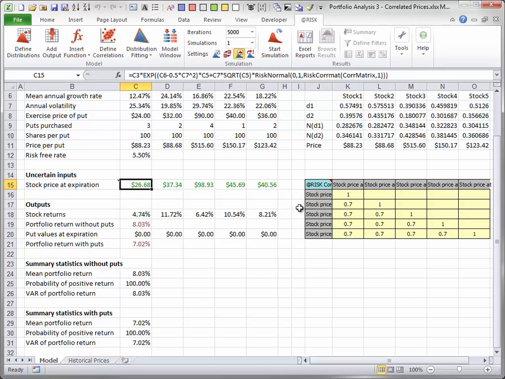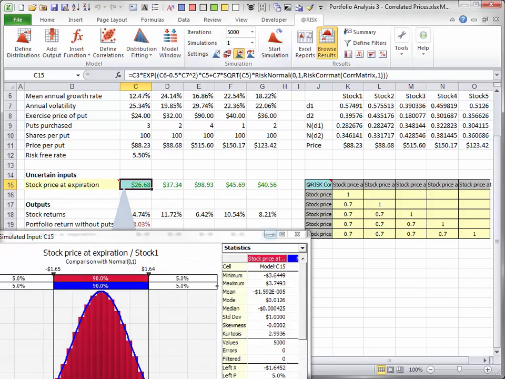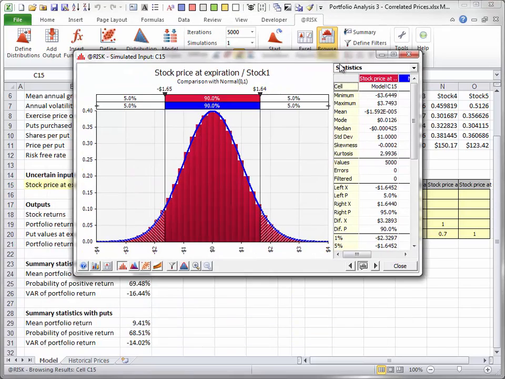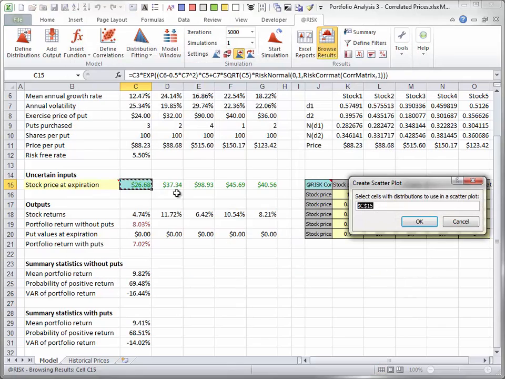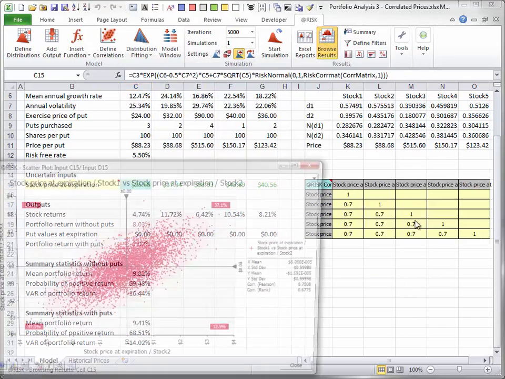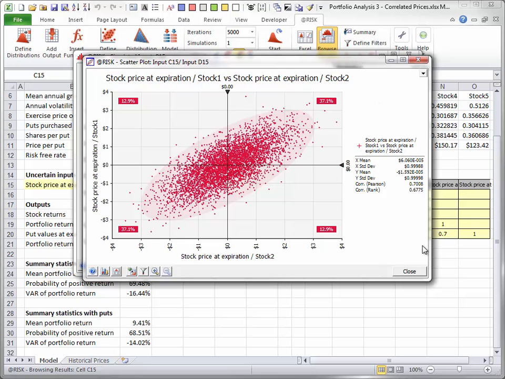I will again run a simulation with 5,000 iterations. First, to make sure that the stock prices are indeed correlated, I will look at a scatter plot of stock 1's price, shown here, versus stock 2's price. Sure enough, the correlation between these is about 0.7.